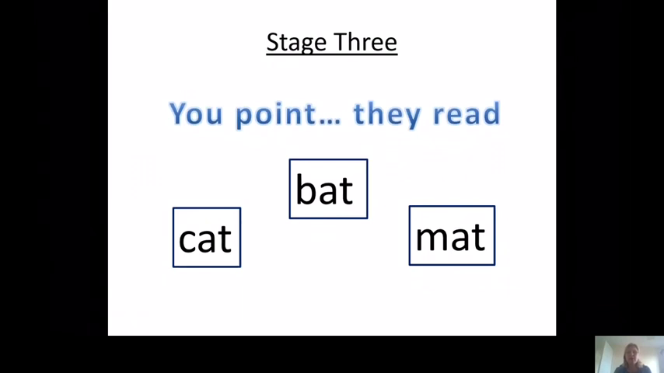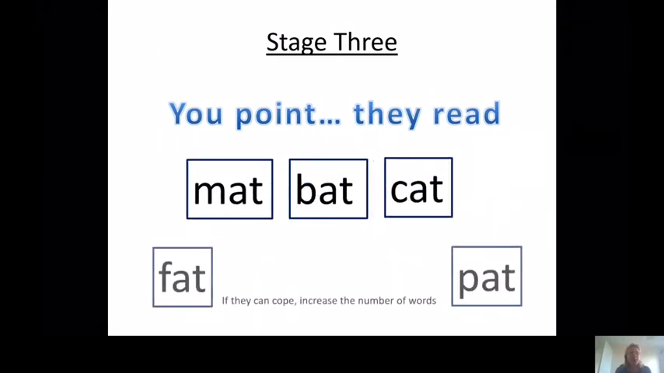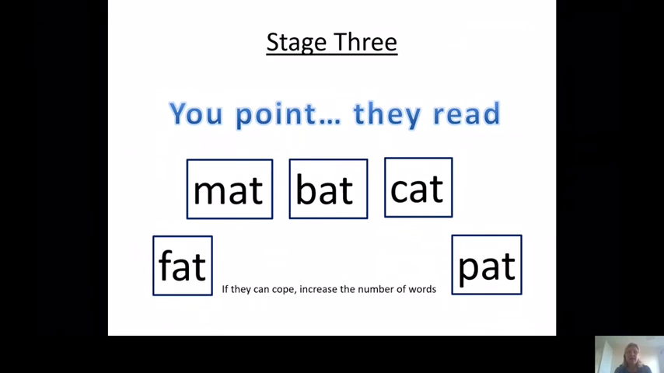Stage 3 is you point and they read. So you point at one and say, what does that say? And they might say, hopefully, Matt, bat or cat. Again, you would then juggle and then increase the number of words. So here, if they can cope, we've increased it to 5 words. And we would ask them to read. During this time, I would request that you keep a documentation on whether the children are able to do this. A fluency chart. Are they getting it right?